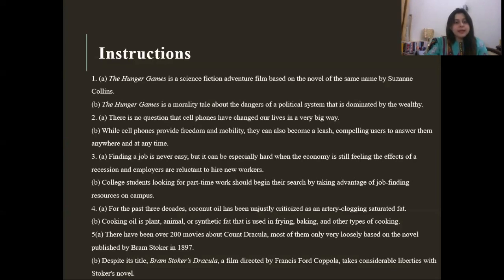Finding a job is never easy, but it can be especially hard when the economy is still feeling the effects of a recession and employers are reluctant to hire new workers. So probably the topic is about finding jobs. So finding a job is never easy. This is the topic, right? Now let's look at the second example.